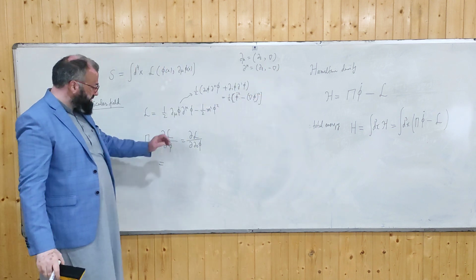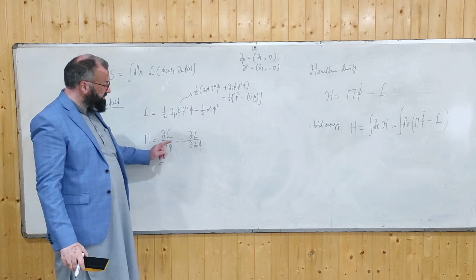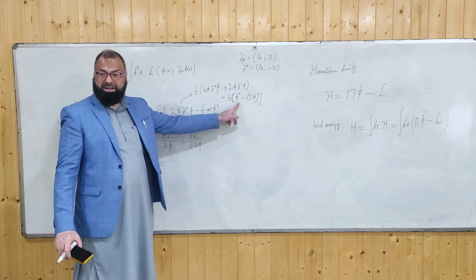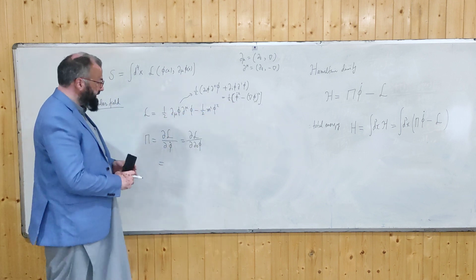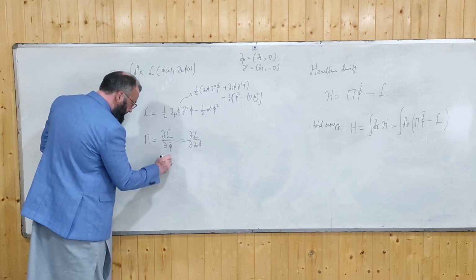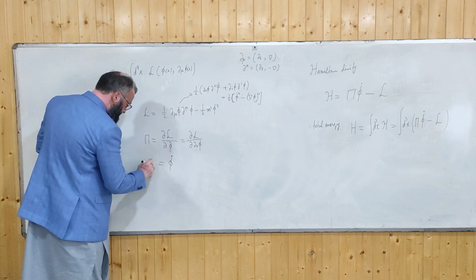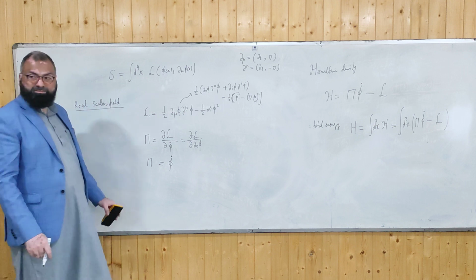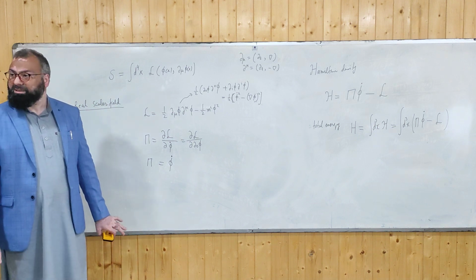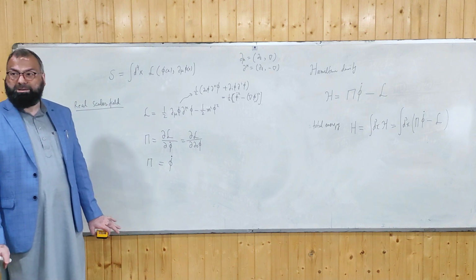Now let's take the derivative of partial L by partial phi dot. So this will be contributing. Clear? So what will you get? 2. So you will simply get phi dot. Okay? Got it?